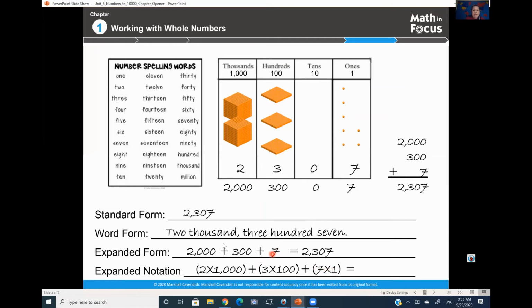So at the end, I'm adding the same numbers. 2 times 1,000 is 2,000. 3 times 100 is 300. And 7 times 1 is 7. So when you add the numbers, it's going to be the same answer, 2,307. Now let's go for the next part.